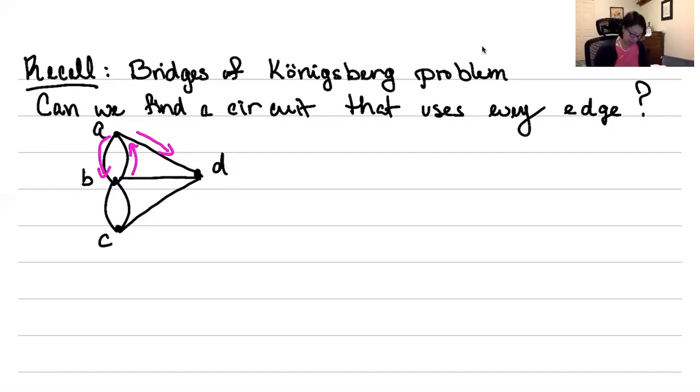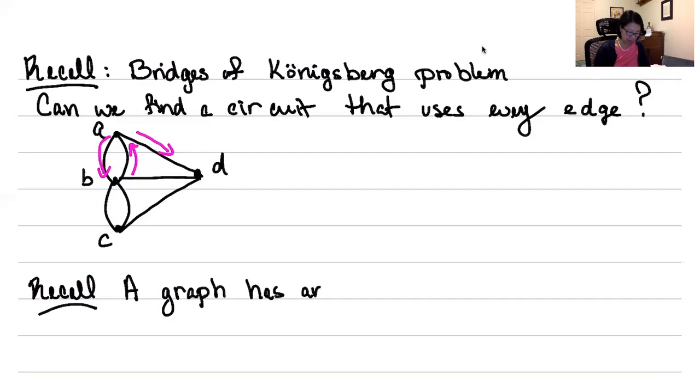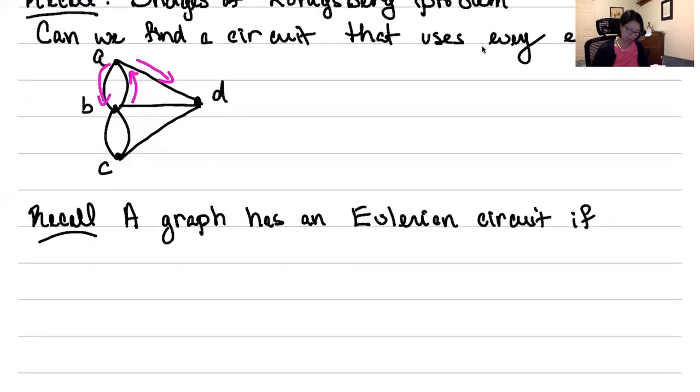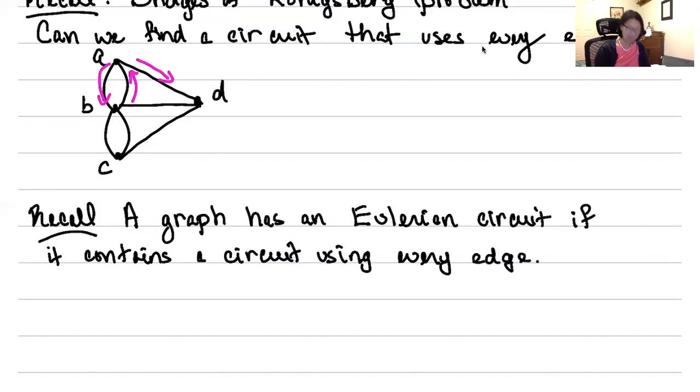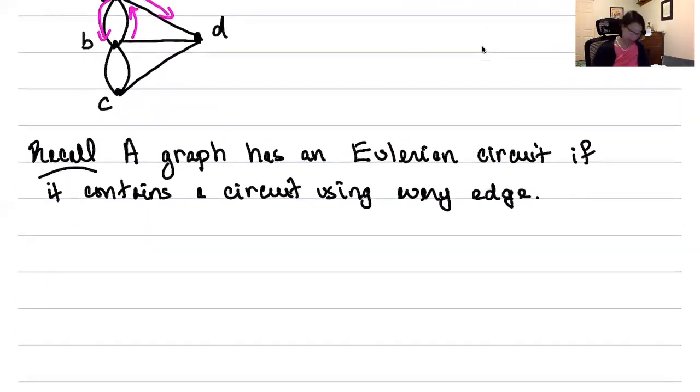So recall that a graph has an Eulerian circuit if it contains a circuit using every edge, and because it's a circuit, we would have to use every edge only once, okay? An example of a graph with an Eulerian circuit.